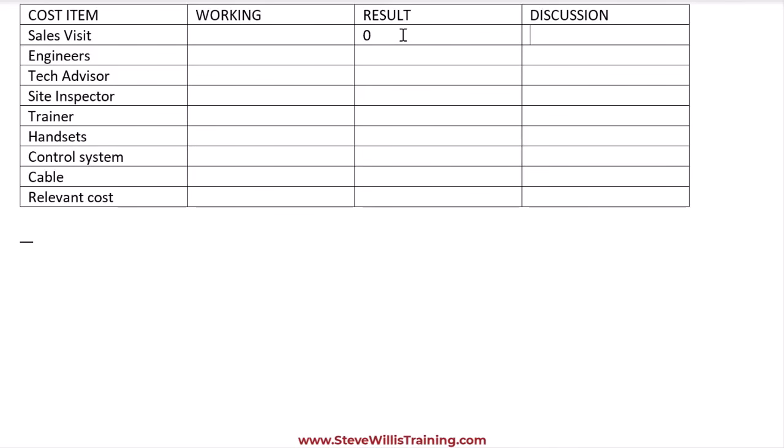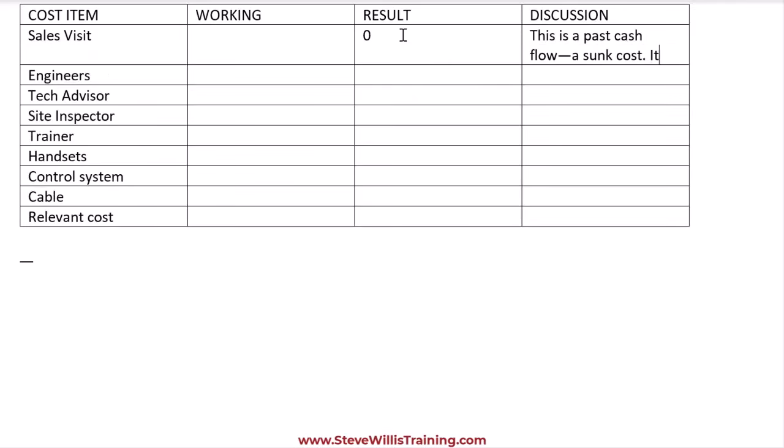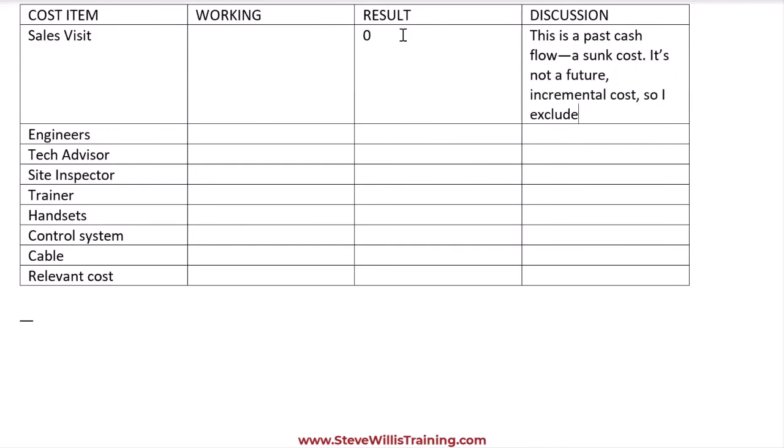Let's make a detailed note. This is a past cash flow, a sunk cost. It's not a future incremental cost, so I exclude. Notice my writing style. Simple, direct. I'm not trying to achieve a perfect academic style, and they will not judge you for your grammar or your spelling. Write in a simple method as I'm showing you.